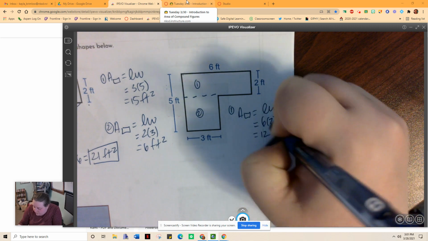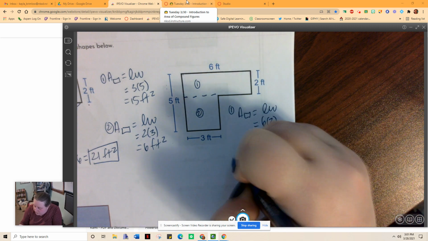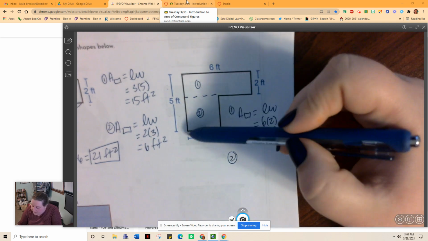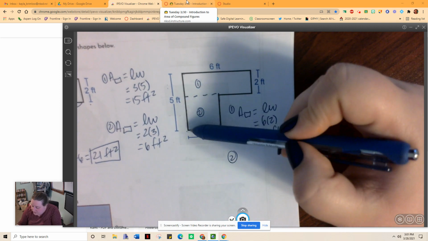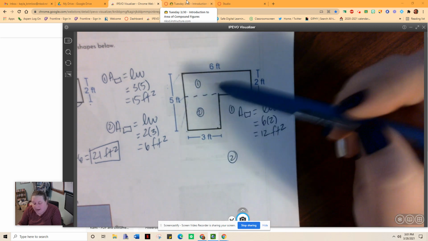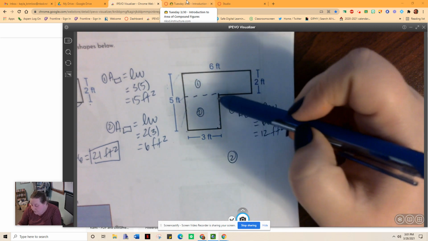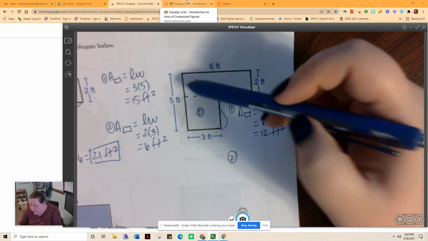So 6 times 2 is 12 feet squared. So number 2. All right, so this times this. Okay, so once again, this whole side is 5 feet. However, I only need this much of that side.